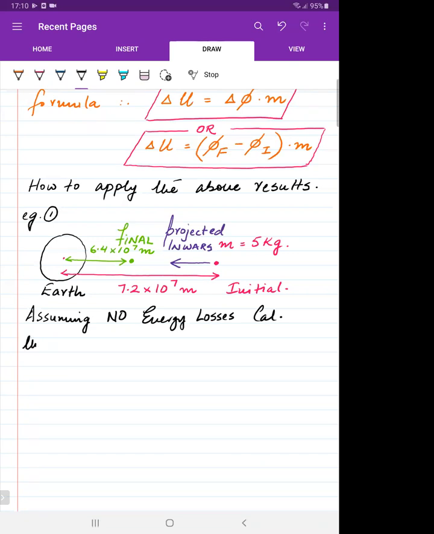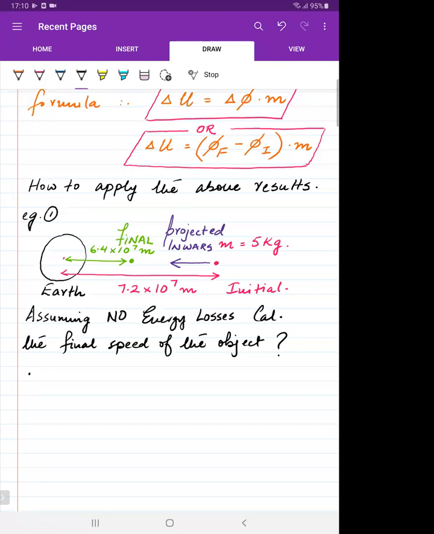calculate the final speed of the object. Okay, so for a question like this, we can use the above formulas as follows. So पहले मेरी working के steps देख लेना, फिर इसके बाद formulas apply कर लेते हैं.